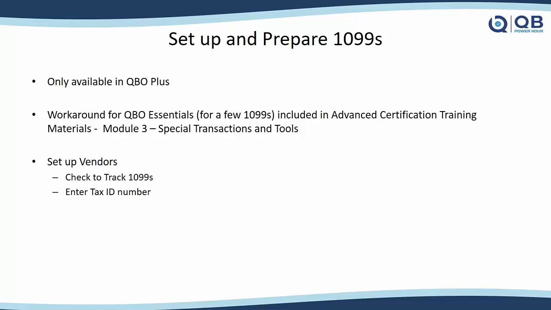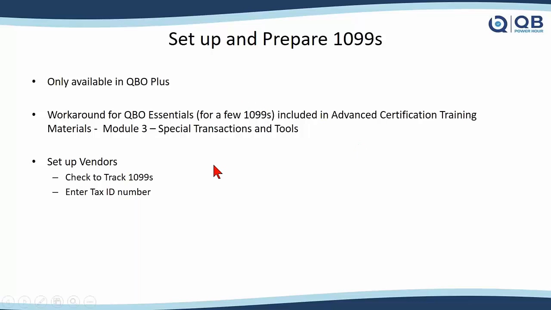If you have a lot of 1099s, it's probably going to be worthwhile to go ahead and upgrade your client from Essentials to Plus so that you're able to do that. The first thing you need to do in QuickBooks Online is to set up your vendors. You have to check the box to track 1099s and enter the tax ID number, of course. In just a few minutes, I'm going to go in and show you how all this works in QuickBooks. We're going to talk about it for a second on the slides, and then I'm going to pop into QuickBooks to show you all these details.